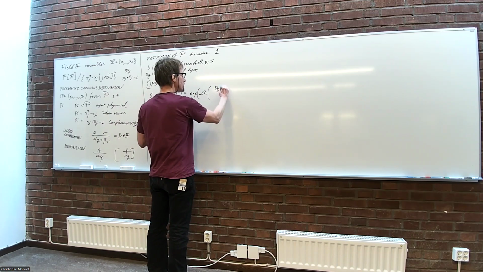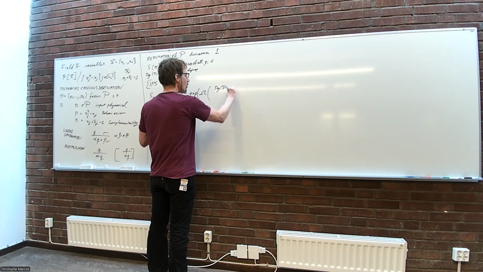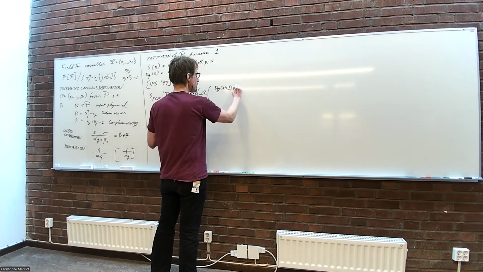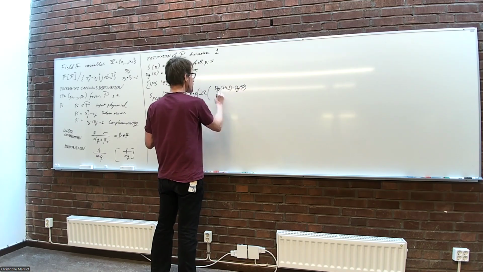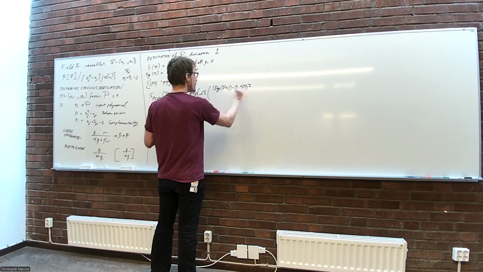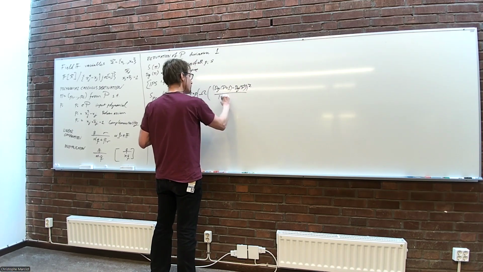exponentially in the degree of refuting P minus the initial degree, the max degree of any polynomial in P. Take this, square it, divide by the number of variables in P.